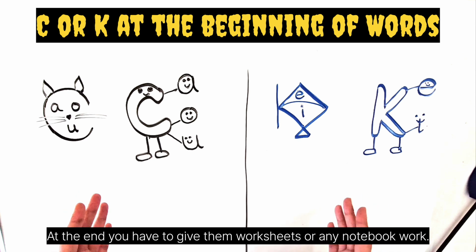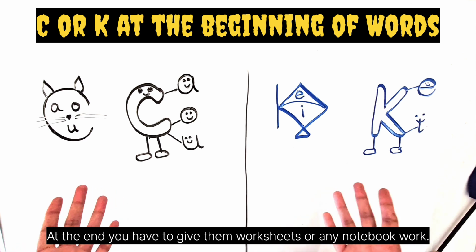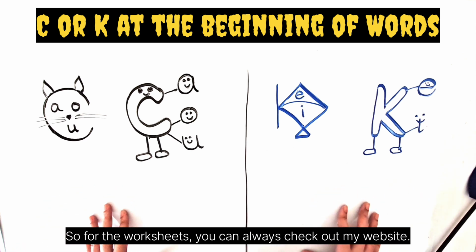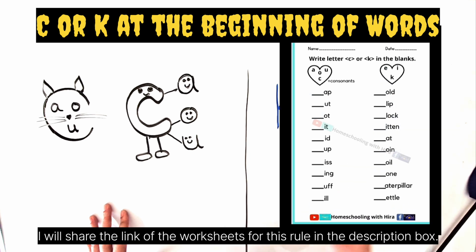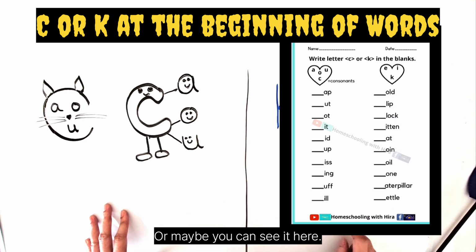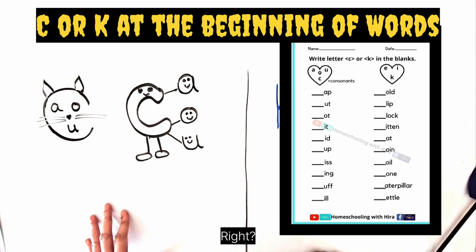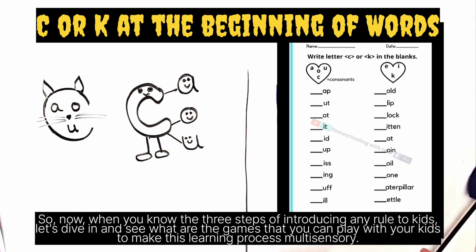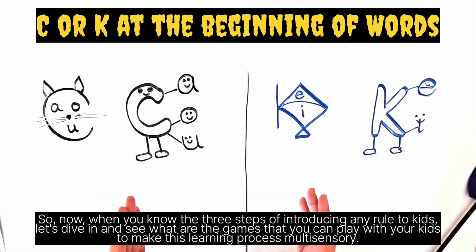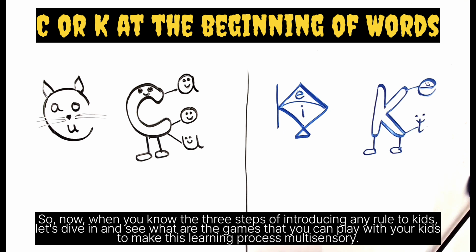At the end, you have to give them worksheets or any notebook work. So for the worksheets, you can always check out my website. I will share the link of the worksheets for this rule in the description box, or maybe you can see it here. I will try to paste a copy of the worksheet here on the screen as well, right? So now, when you know the 3 steps of introducing any rule to kids, let's dive in and see what are the games that you can play with your kids to make this learning process multisensory.